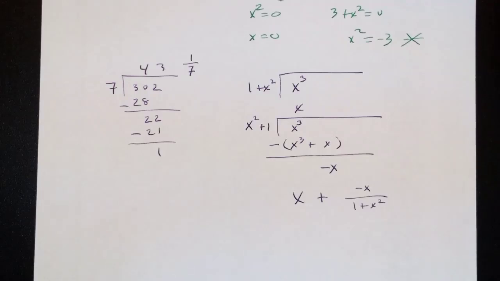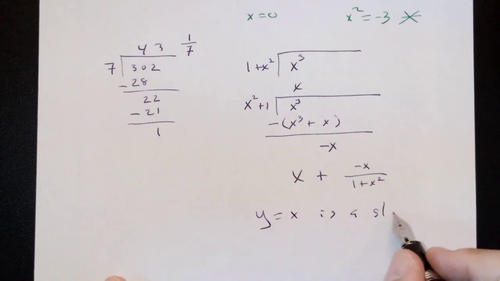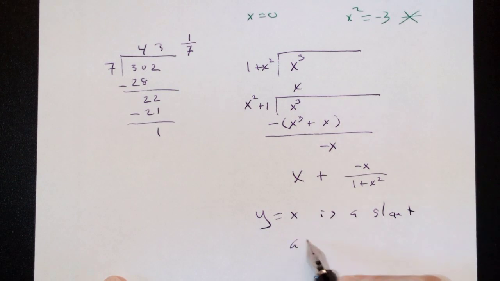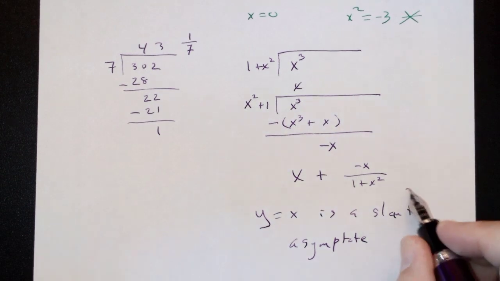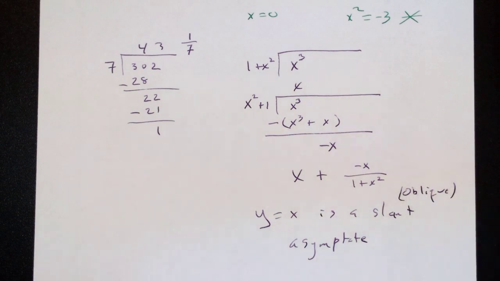So y equals x is a slant asymptote, as opposed to a horizontal or a vertical one. It is also sometimes referred to as an oblique asymptote. It doesn't just kind of look like y equals x. It actually really gets close to it.